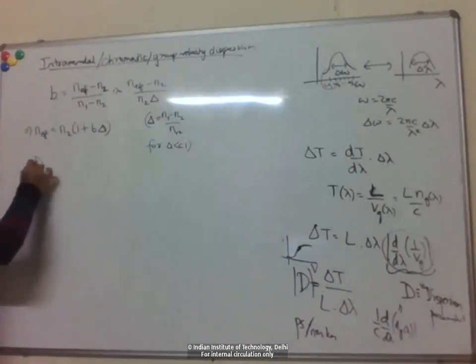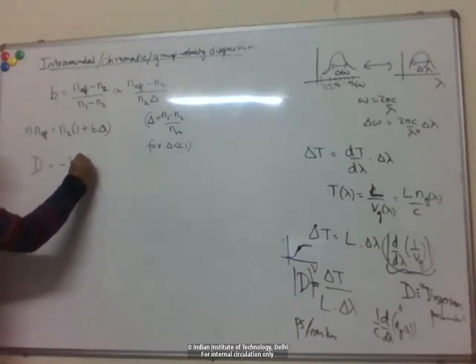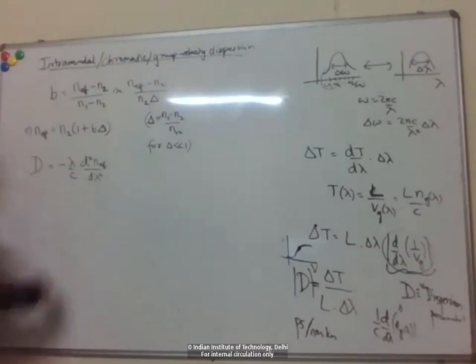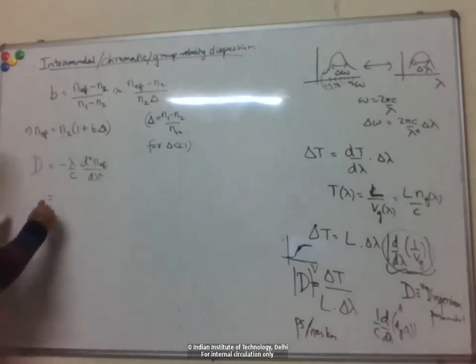Now recall this D parameter we saw was basically the second derivative of this effective index with respect to wavelength. So we just put this expression for the effective index here.